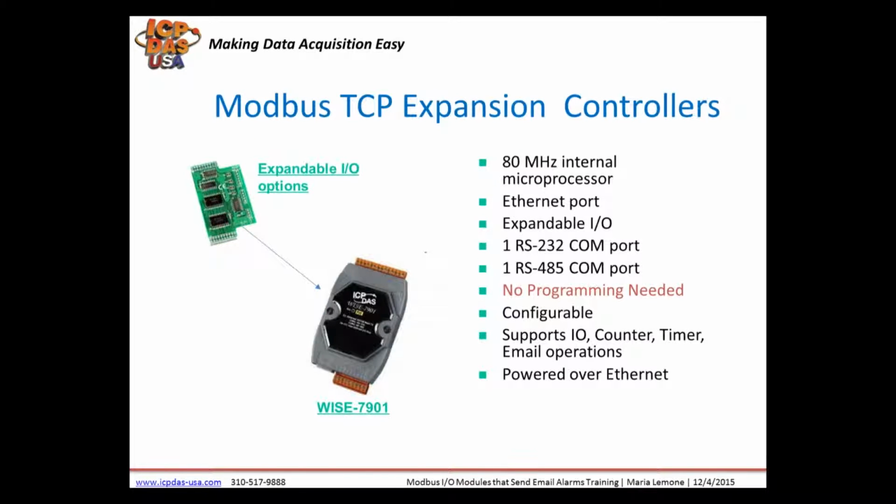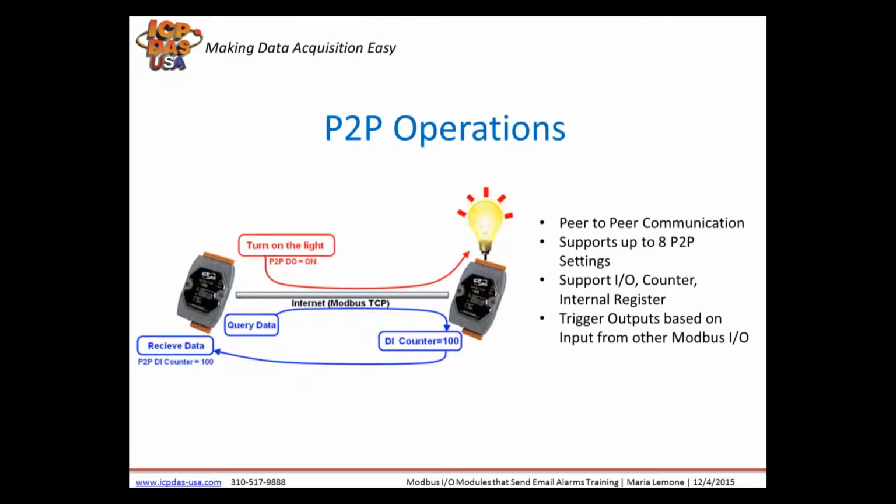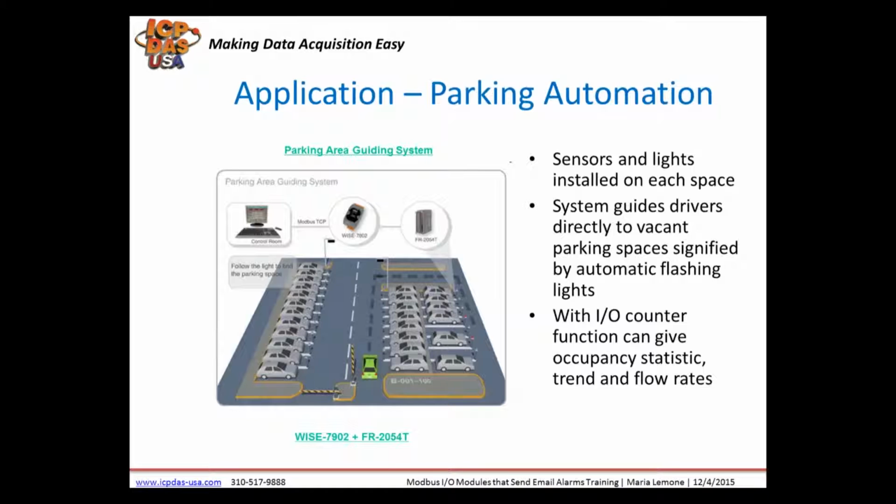WISE 7900 series Modbus TCP email alarm controllers hold one expansion I/O board inside, and the expansion boards come in digital input, digital output, analog input, and other I/O configurations. Our WISE products support peer-to-peer communication and can trigger outputs based on inputs from other Modbus I/O or internal register values.